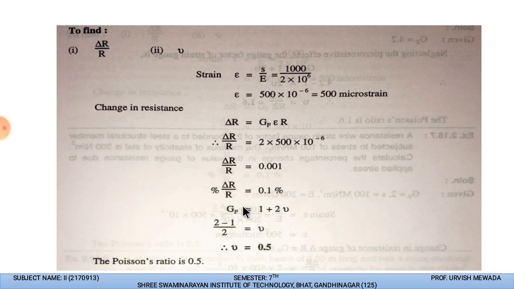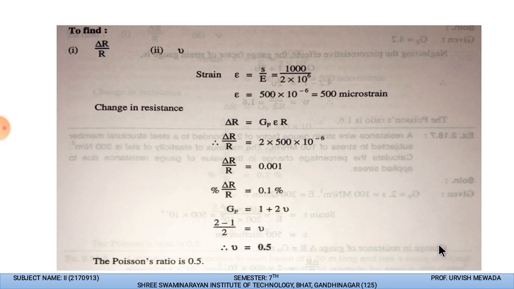So we have the equation of gauge factor is equal to 1 plus 2v, where in this equation GF is the gauge factor of the gauge and v is the Poisson's ratio. So we have all the values of GF. So GF is 2, minus 1 divided by 2, so v is 0.5. So the Poisson's ratio is 0.5.